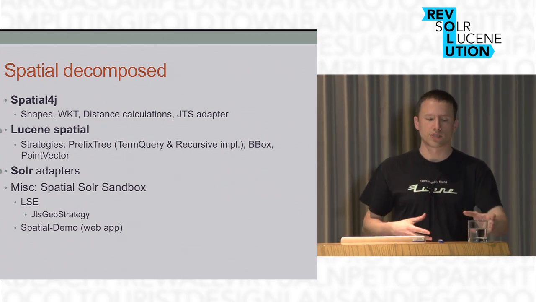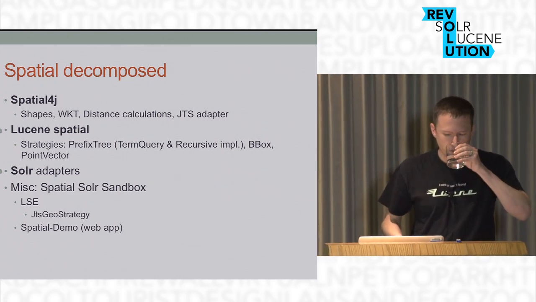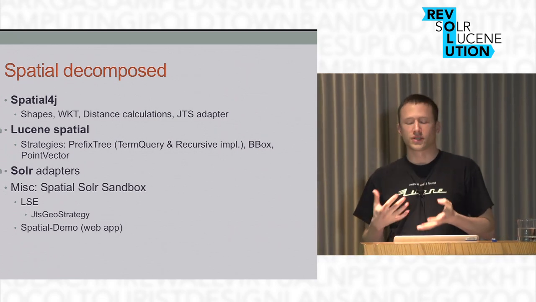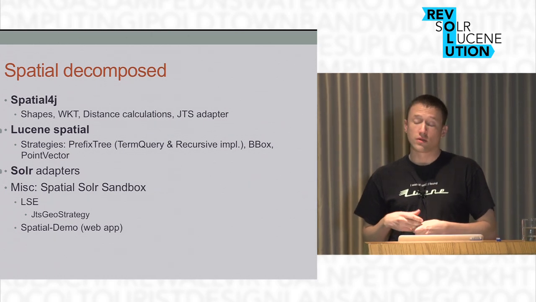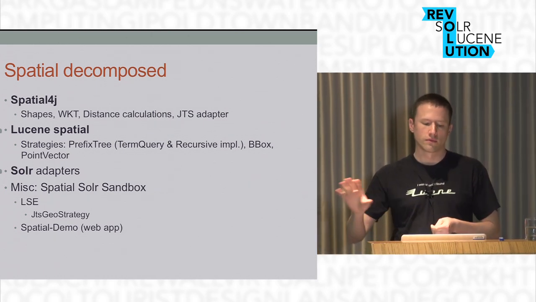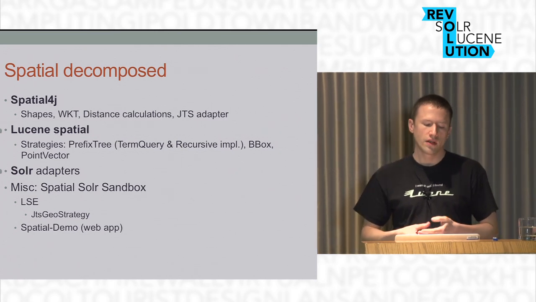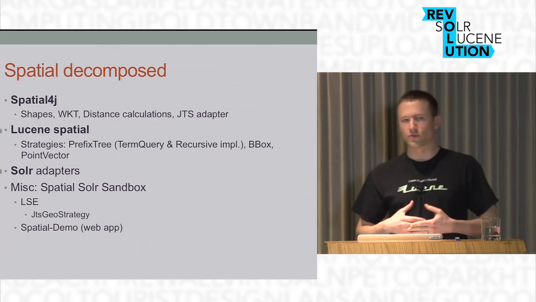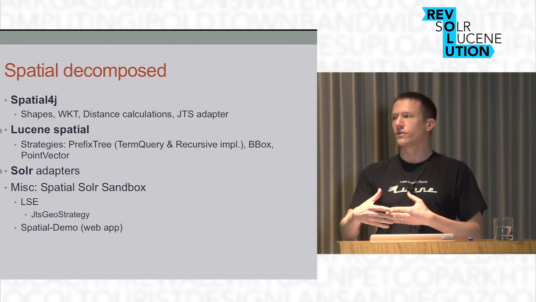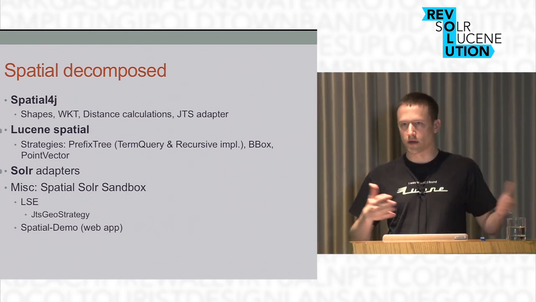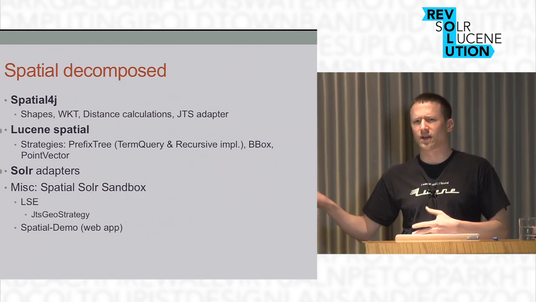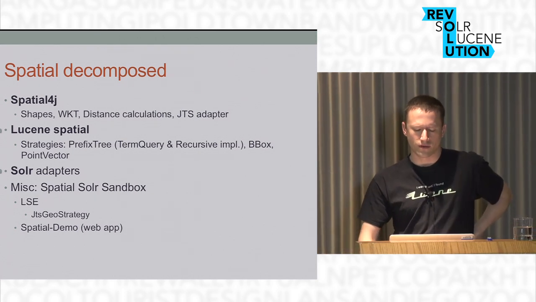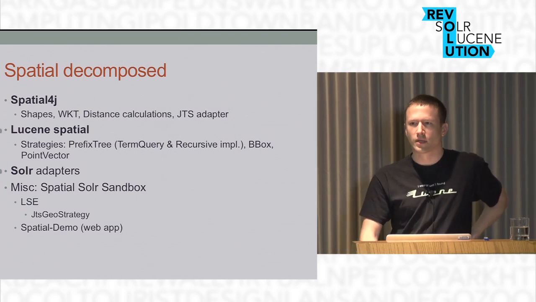Then there's Lucene Spatial, which obviously depends on Lucene, and its primary job is to index and search these shapes, and it uses Spatial4J for the shape implementations. Then, on top of that, there's the Solr side. And in this case, Solr is really somewhat of a thin adapter on top of most of the work, which is on lower layers. And on the side, there's some other stuff on a GitHub project, Spatial Solr Sandbox. I don't use that term very much, but it's just a GitHub project for some miscellaneous stragglers.